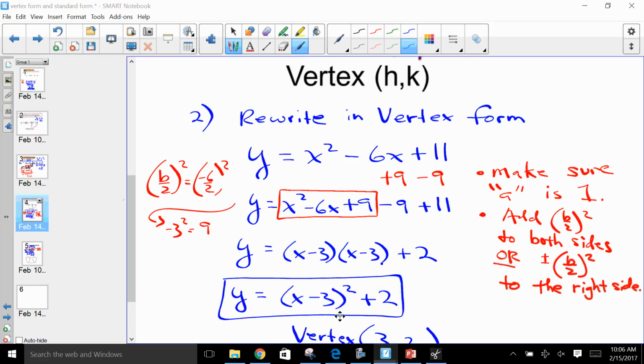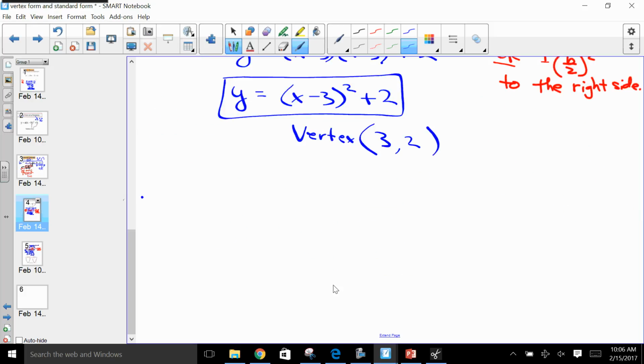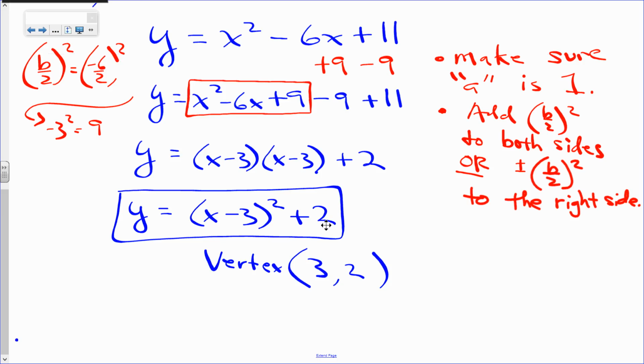One more example. Example 3, unless there are any questions for example 2.